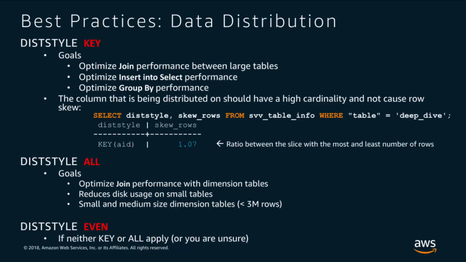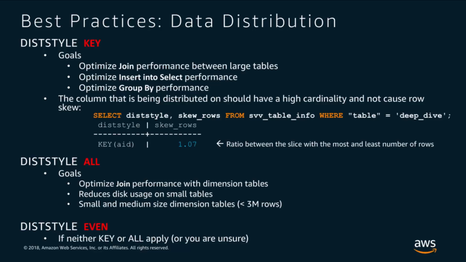Like I mentioned before, the reason to pick a distribution key is to optimize joins between large tables. So this would be picking the column that you use in your ON clause in the SQL join. It can also optimize performance if you're doing INSERT INTO with a SELECT statement from another table. If those 2 tables share the same distribution key, you're also going to get better performance on moving data from one table to another.